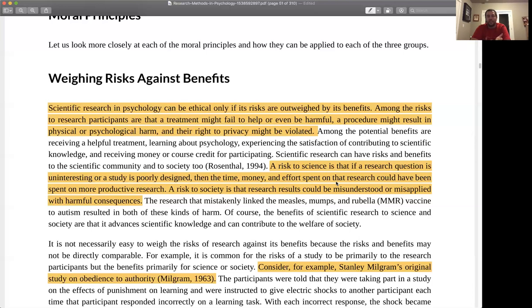And so again, if you're doing just nonsensical things, if you are designing research that is just bad, then it is a waste of the university's money, which ultimately ends up being the state's money, since a lot of universities are state funded. So that ultimately hampers science, and it prevents science from moving forward and progressing. And then the risk to society: results could be misunderstood or misapplied with harmful consequences.